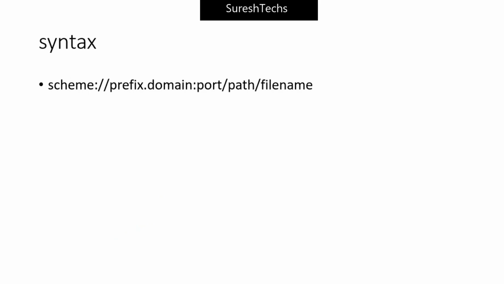it will always start with a scheme followed by a colon and then two forward slashes, followed by a prefix and then the domain, followed by a colon and port, and then we'll have a path and file name. Any URL you look at follows the same syntax. So what does the scheme define? The scheme defines the type of the internet service, so it can be either HTTP or the secured HTTP.